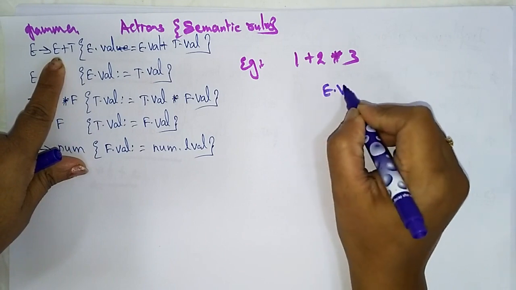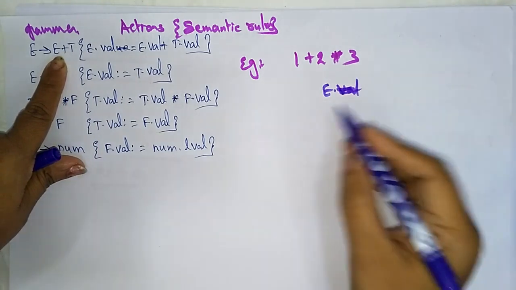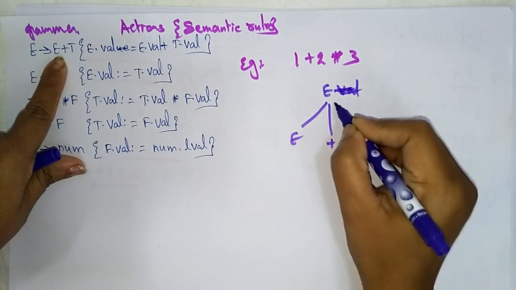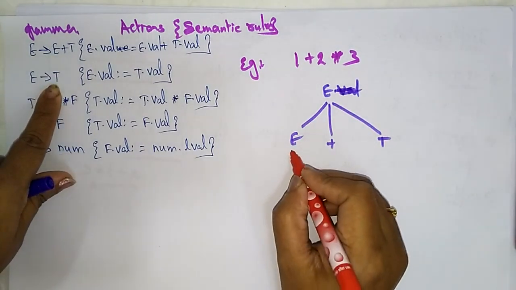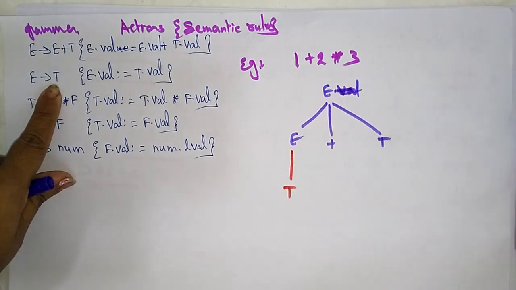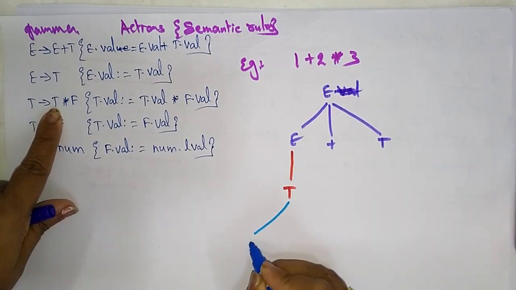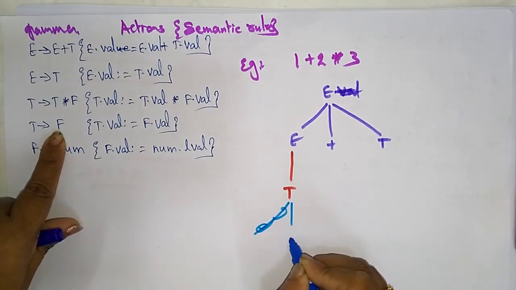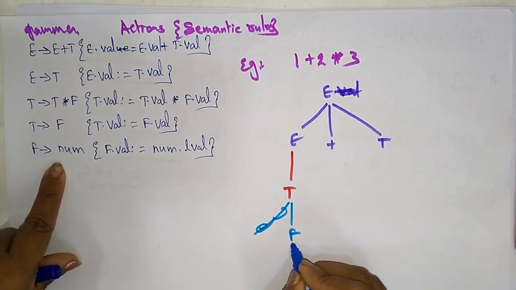So E dot val, don't take the value first. First construct the tree. So E plus T. Okay, and this E is nothing but T. Okay, and this T is reduced to F, and this F is num.